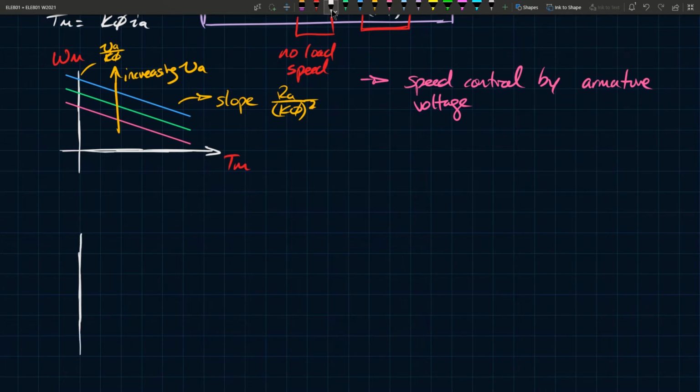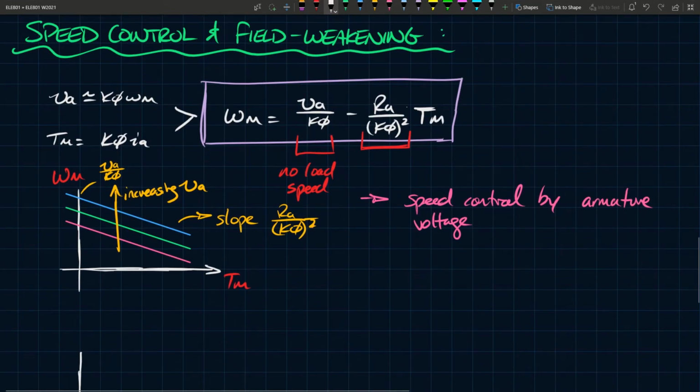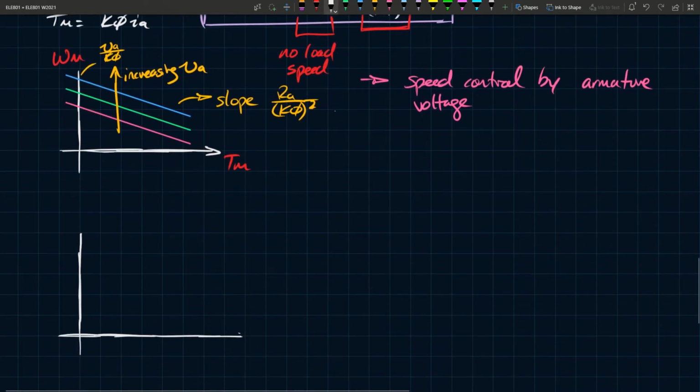The next thing we can do is look at the other variable. What variables do we have that we can actually control in this equation? Tm is dictated by the load. Ra is a property of the winding, so you can't control Ra. You can control VA, and you can also control K phi, because remember, K phi is equal to Kf times If, the field current. Using that knowledge, you can have a similar plot of omega m by Tm, and you can plot similar lines, but the relationship between these lines will be different.